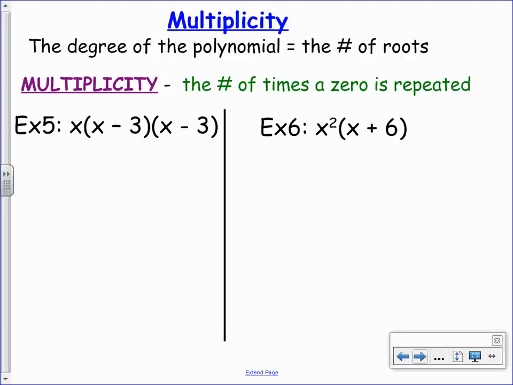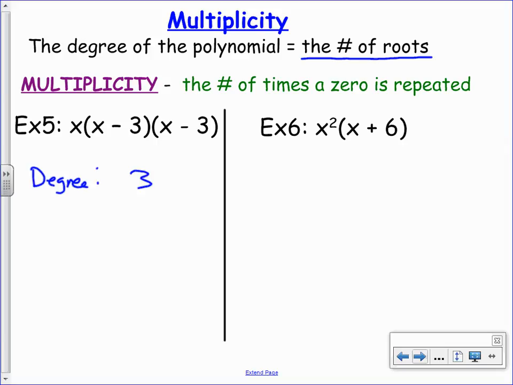Couple more things first. The number of roots is the degree of the polynomial. So the degree of the polynomial tells you the number of roots. If a root happens multiple times, that is called the multiplicity of that root. So multiplicity just means the number of times a zero or a root is repeated. So take a look at example 5. What is the degree of example 5?